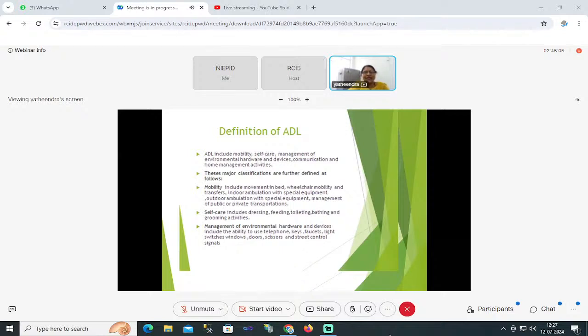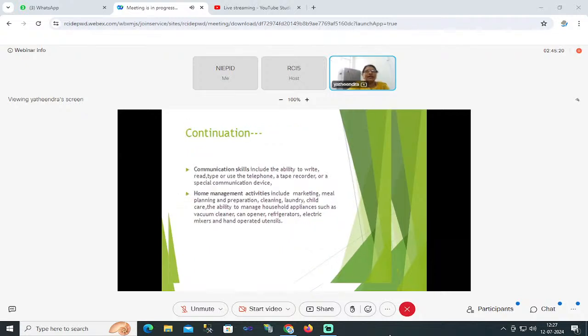Management of environmental hardware and devices includes the ability to use telephone, keys, faucets, light switches, windows, doors, scissors and street control signals. These are all our activities of daily living. Then communication skills include the ability to write, read, type or use a telephone, tape recorder or special communication device. Home management activities include marketing, meal planning and preparation, cleaning, laundry, child care, and the ability to manage household appliances such as vacuum cleaner, can opener, refrigerators, electric mixers and hand operated utensils.